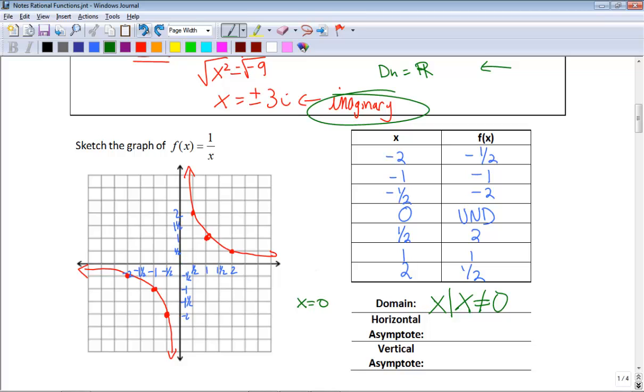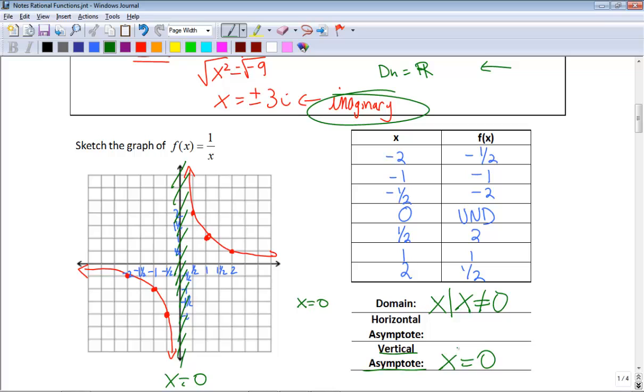Well, if I can never plug in a 0 for x, then I can never be 0. Why is that? That's because this is called a vertical asymptote. It's vertical because it's up and down. So I actually have a vertical asymptote at this line. Since it's a vertical line, it's x equals 0. So I have a vertical asymptote for this function at x equals 0. Why? Because x can never be 0.